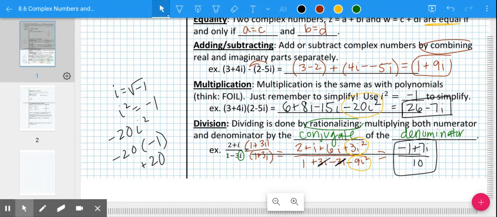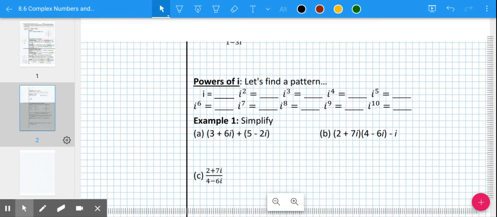Let's go to the next page. So on the top of the next page, we're going to talk about powers of i. What's interesting about this is we get a little pattern. i to the power of 1 is just going to be called i. Nothing exciting. It's the square root of -1. We know that i squared is -1 because it lifts off the square root.